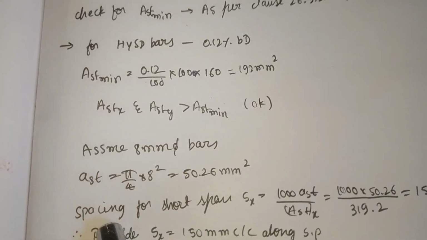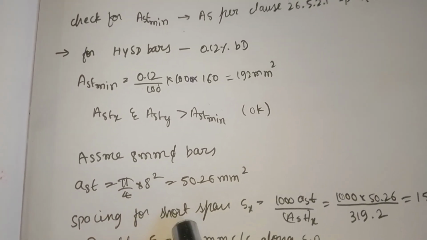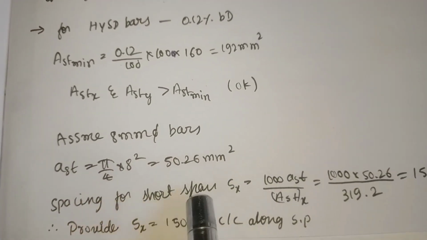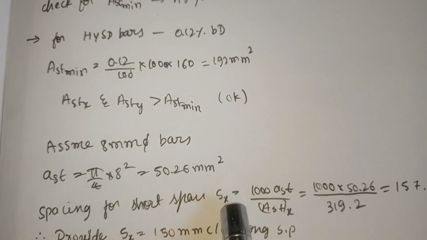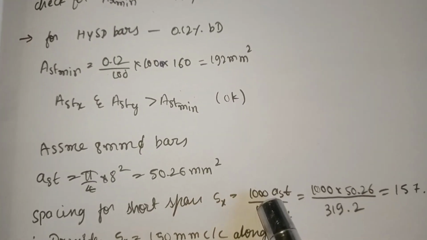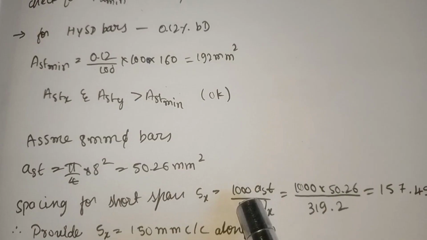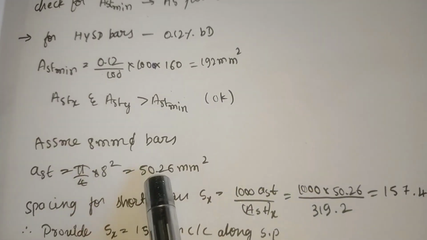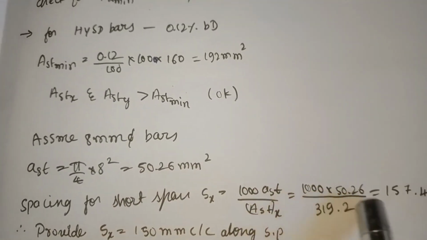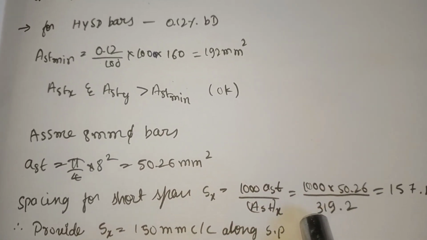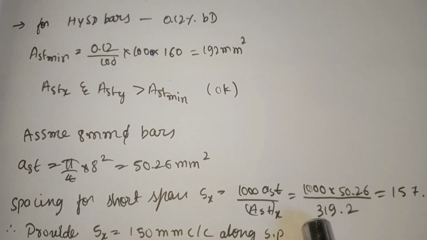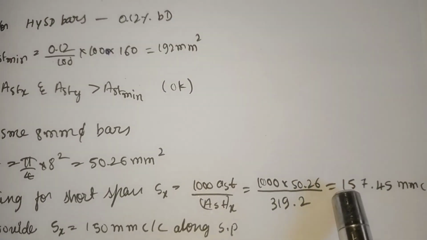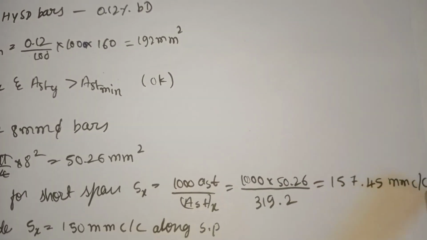Now we'll have to calculate the spacing for short span as well as long span. So we'll see one by one. The spacing for short span, that is denoted as Sx. For that we have the formula 1000 into AST divided by AST X. So 1000 into AST, that is area we got was 50.26 divided by area of steel along the shorter span we got was 319.2. So by simplifying, the spacing comes out as 157.45 mm center to center.